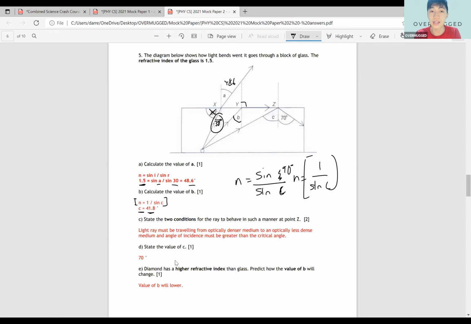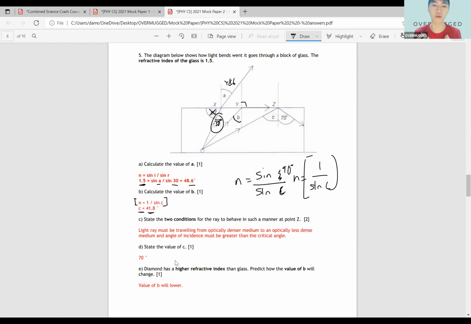Okay, it's because sine 90 is equal to 1. So the critical angle is 41.8. What does the critical angle do? It's like the minimum angle that you need. If you go past this, you can undergo total internal reflection. If you're below 41.8, you cannot.